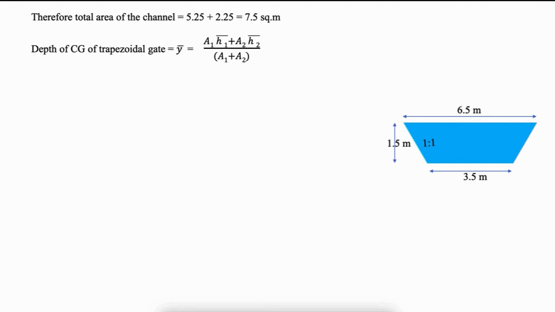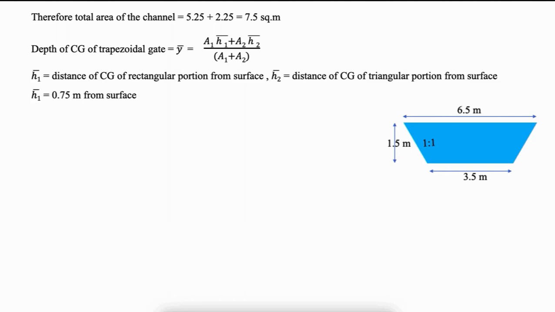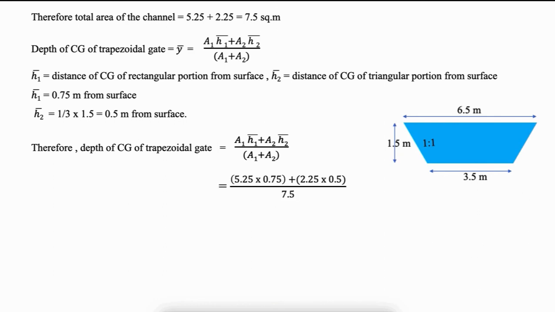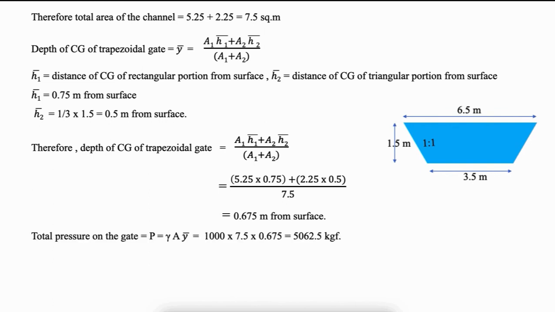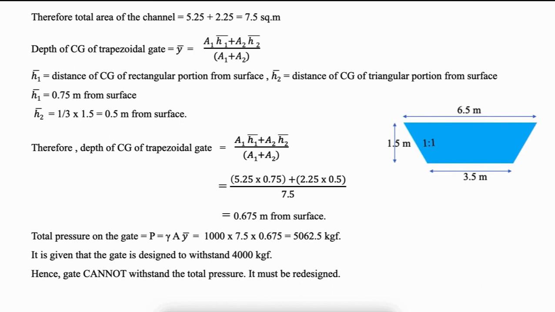Depth of center of gravity of the surface, Y bar is equal to (A1 H1 bar plus A2 H2 bar) by (A1 plus A2). From the geometry, H1 bar is equal to 0.75 meters from the surface, H2 bar is equal to 0.5 meters. Therefore, substituting these values in the above equation, we get Y bar as 0.675 meters from free surface. Total pressure on the gate is equal to 5062.5 kilogram force. It is given in the problem that gate is designed to withstand 4000 kilogram force. Therefore, gate cannot withstand the total pressure, so it has to be redesigned.